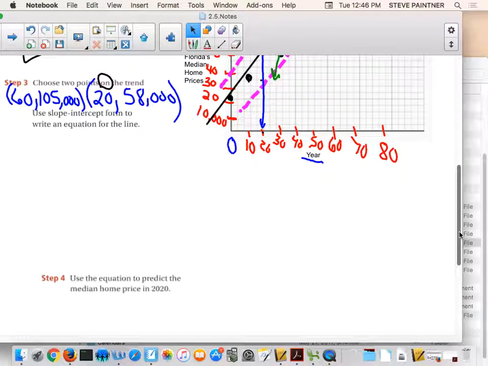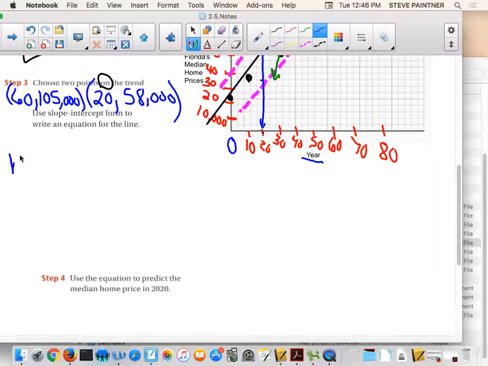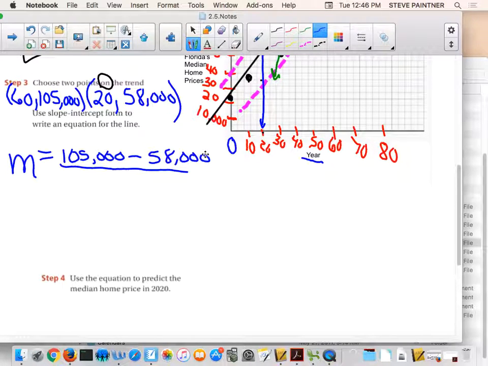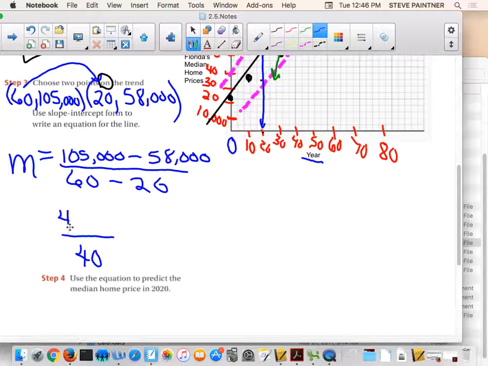Okay, so let's go back up. All right, so the slope is going to be, take your 2 points, subtract your y's. I'm gonna go 105,000, take away 58,000 over 60 minus 20. I'm gonna get 40. I'm gonna get 47,000.